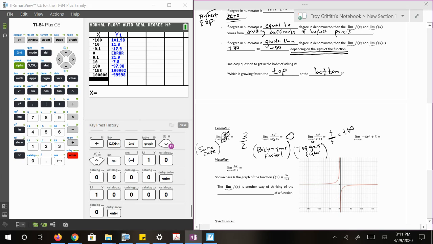If we try this next one, the limit as x approaches negative infinity of negative 6x cubed plus 5, well, there is an invisible 1 on the bottom. This 1 is not changing at all. So once again, the top is growing faster here, which means my answer, you've got a 50-50 shot. It's either going to be positive infinity or negative infinity. If we try this one again, think through what we're seeing right here.